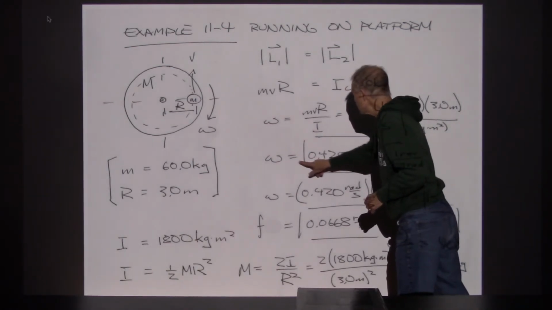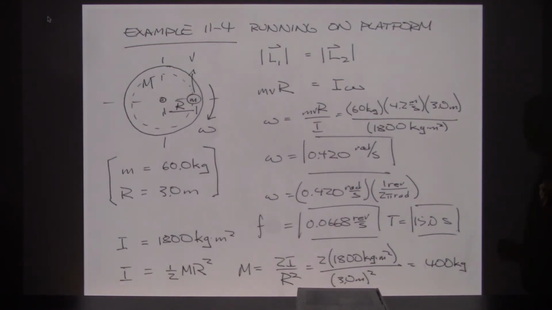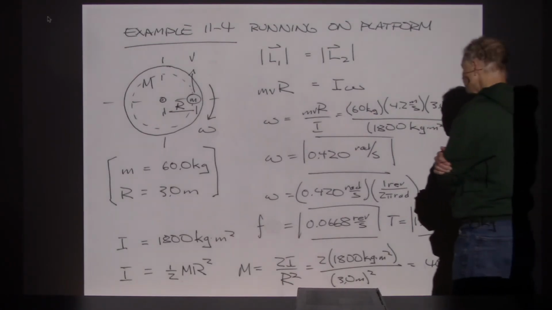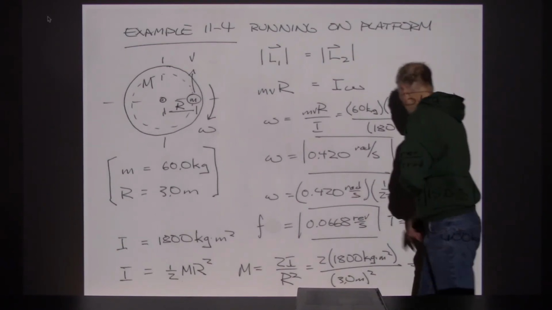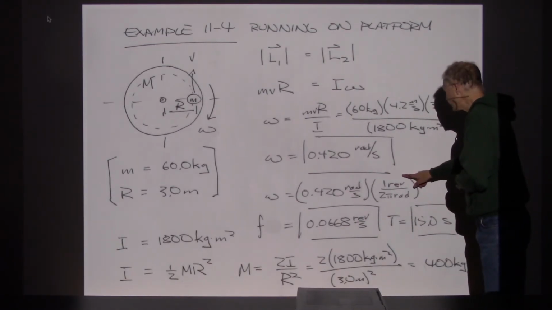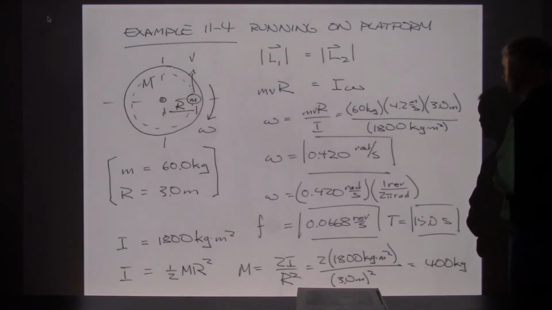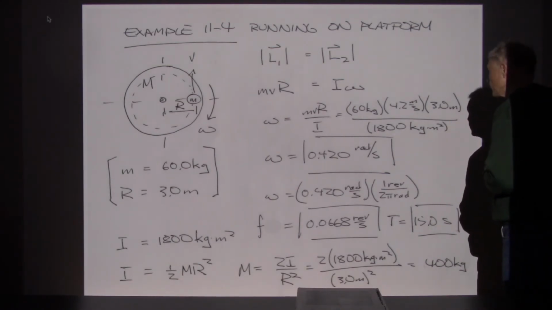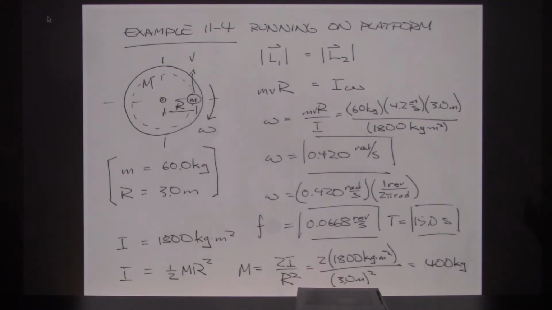That works out to be a speed of 0.42 radians per second. Okay, and so I took the radians per second and I converted that. One revolution is 2 pi radians. That works out to be 0.066 revolutions per second. And then I inverted that to get a period. So the platform is going to turn once every 15 seconds.